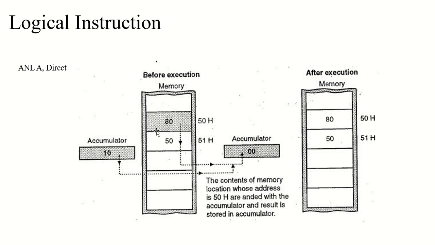So see, what do we have in the accumulator here? 10h. What do we have at memory location 50h? We have 80h. Now what will my ANL operation do? It will AND them. When the AND operation is performed, the result you will get will be 00, and this 00 will be stored where? It will be stored in the accumulator.